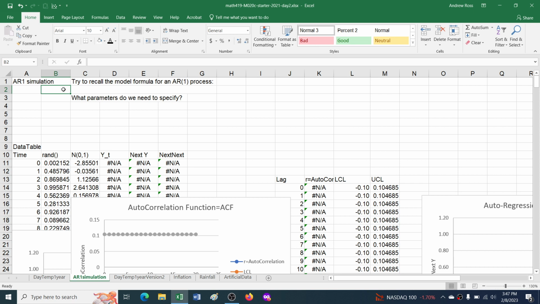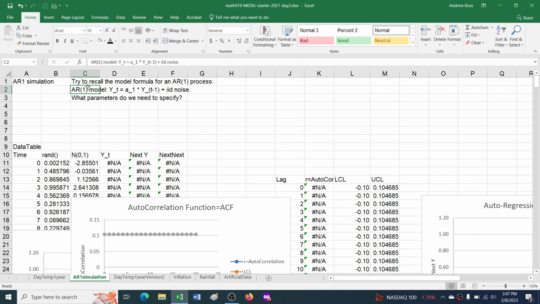So let's start by just trying to recall the formula for an AR1 process. You could call it your own little pop quiz. So pause the video while you try to write it down for yourself. Okay, welcome back from pausing. So it is y_t equals a1 times y_(t-1) plus some IID noise.